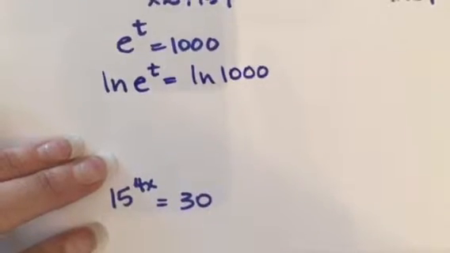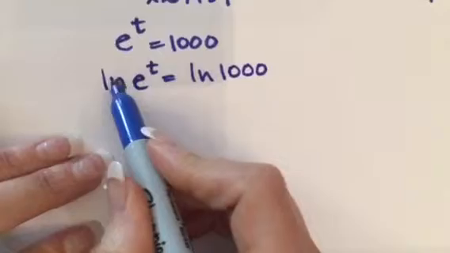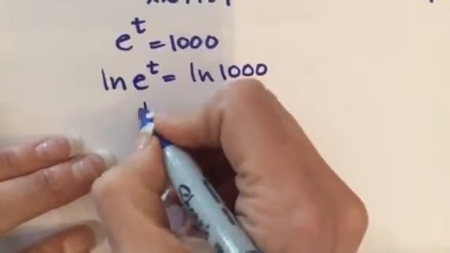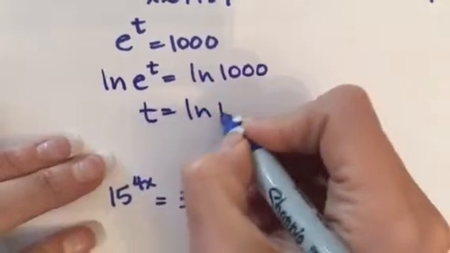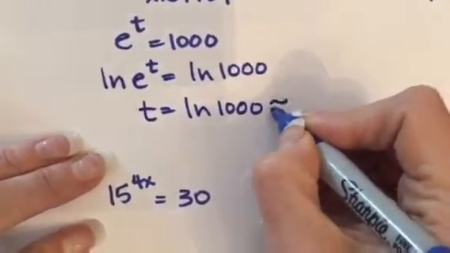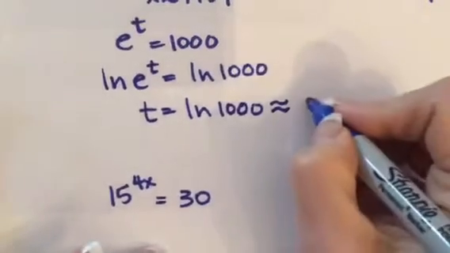Now when I do this, that ln and that e cancel out because this is log base e of e raised to the t. So this is just t is equal to ln of 1,000, which is an exact answer. We can pull the approximation from our calculator, and that is 6.908.